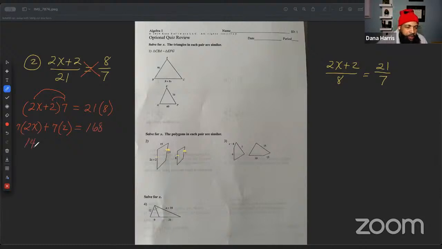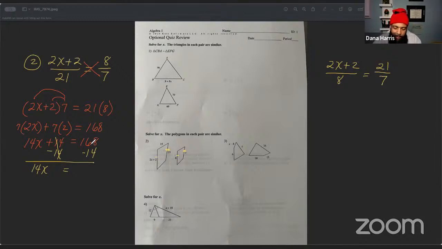7 times 2x is 14x. 7 times 2 is 14. And then I keep the 168. I got to look for the like terms. This constant of 14 is a like term with this constant of 168. So from there, I want to subtract that 14 because I want to put it over there with its family. All right. Boom. So 14 minus 14 is 0. So I bring down my 14x. 168 minus 14 is 154. All right. And so I have 14x equals 154.